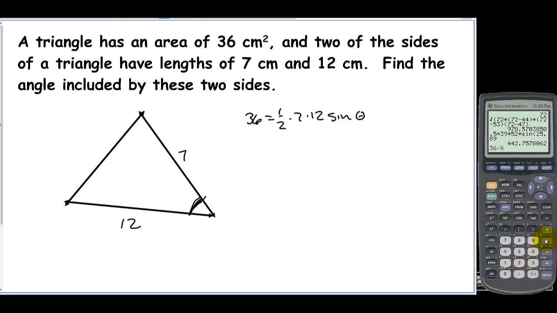6 times 2, that takes care of the 1/2. And then divided by 84, which is 7 times 12. And then we take the inverse sine of that answer right there. And the included angle is 58.997 degrees.